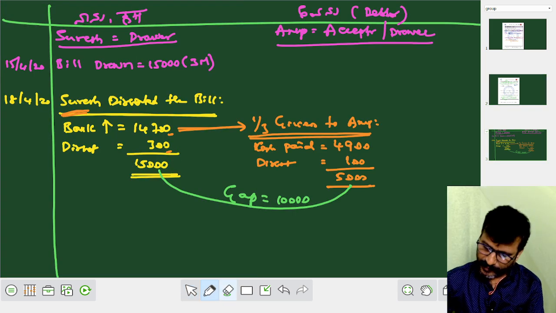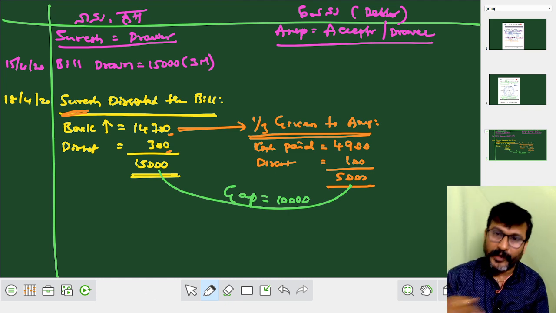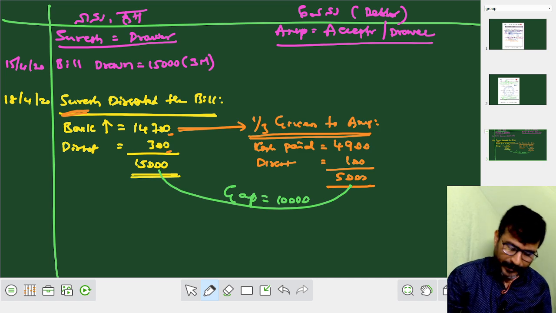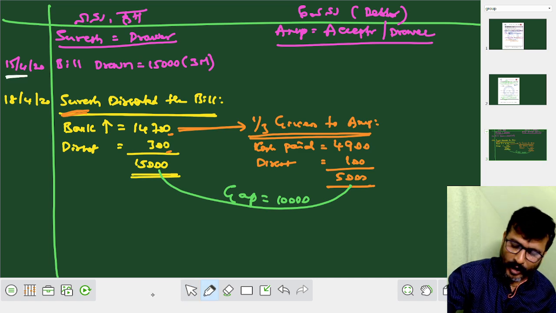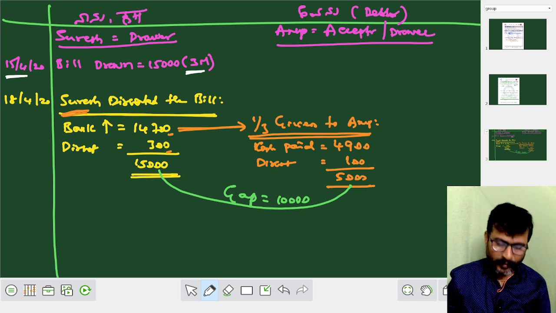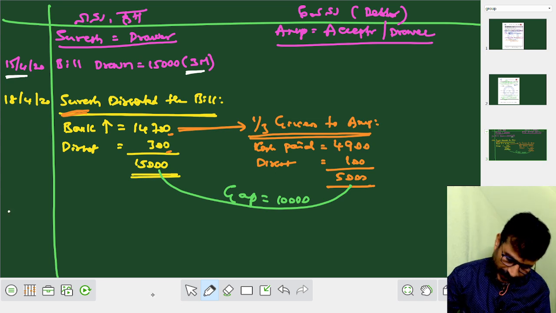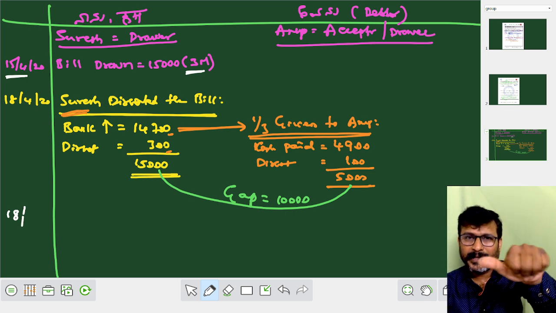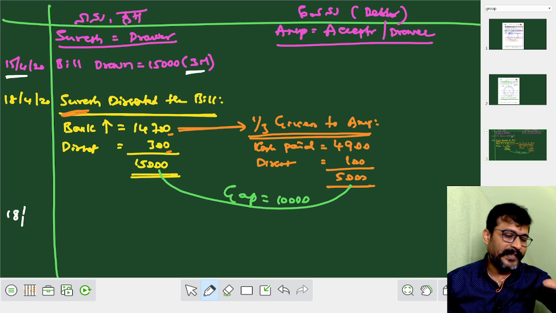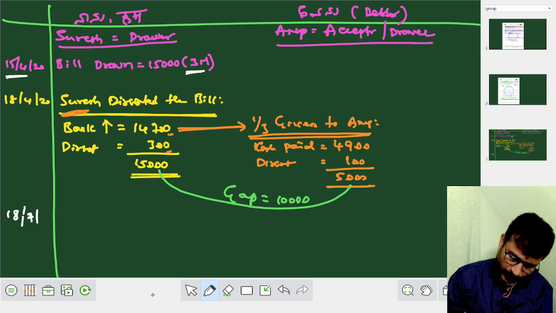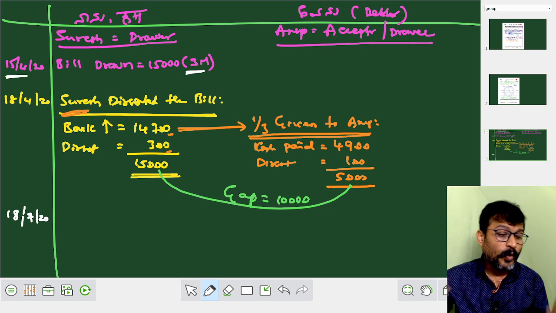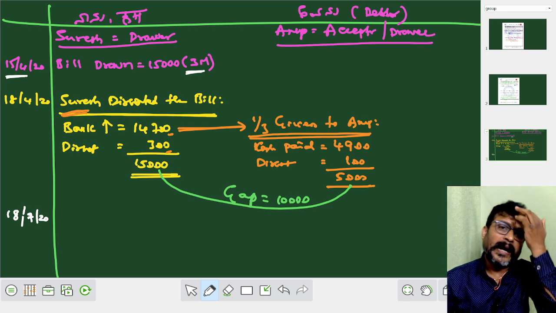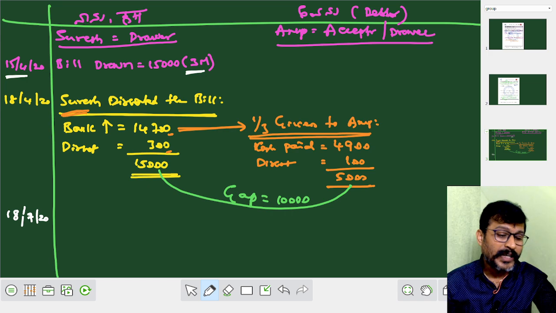Shall we write? What happened now? Let me write. On what date? On due date. How to find out the due date? On 15th April you drew the bill for 3 months, plus 3 grace days, we are getting 18th. From April, 3 months: May, June, July. Is it right? 18th July 2020. Who draws the bill? Anup draws the bill. Suresh accepted the bill.